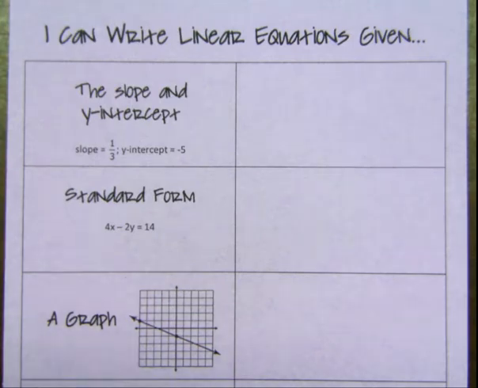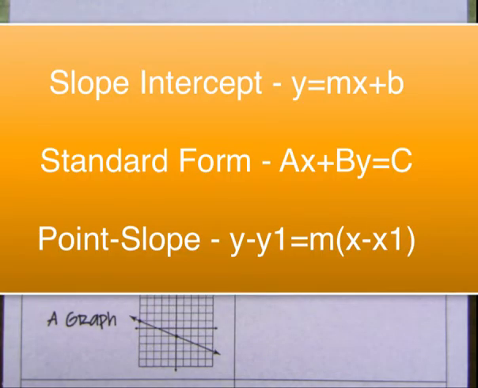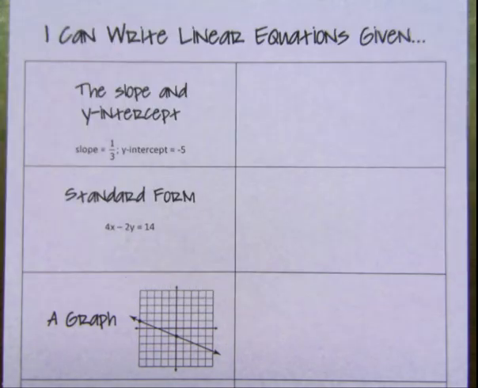We have slope-intercept, which is y equals mx plus b. We have standard form, which is ax plus by equals c. And then we have the point slope form, which is y minus the y value of your point equals the slope times x minus the x value of your point. All of those forms we looked at in last night's video, so we're not going to spend too much time on that. But what we are going to do today is take a look at different information that we could be given and try to write the equation.